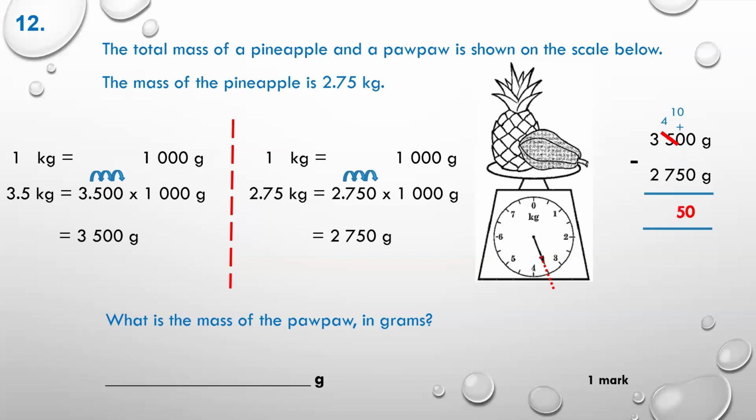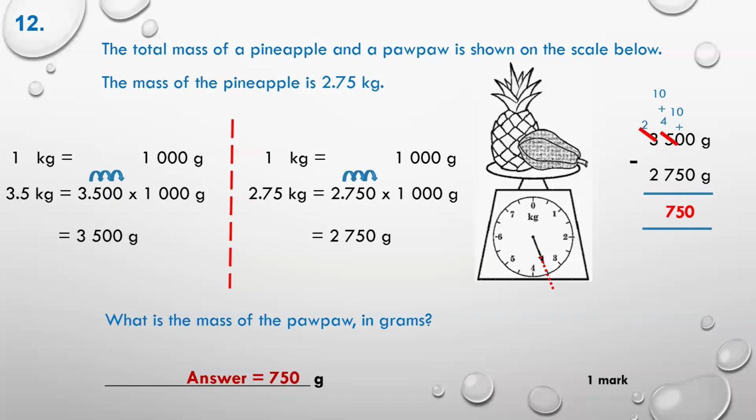And of course, 4 minus 7 will not be possible. So we'll have to take 1 from the 1,000 grams, right? We're left with 2,000 grams. And when we carry the 1,000 grams across to the hundreds, how many hundreds are we going to get? We're going to get 10 of those. So 10 and 4 is 14, minus 7 is 7, and 2 minus 2 is 0. So our answer is 750 grams. Of course, you could have worked it out in kilograms only, 3.5 minus 2.75. It would have given us 0.75 kilograms, and then do the conversion. That's fine. So many different ways.